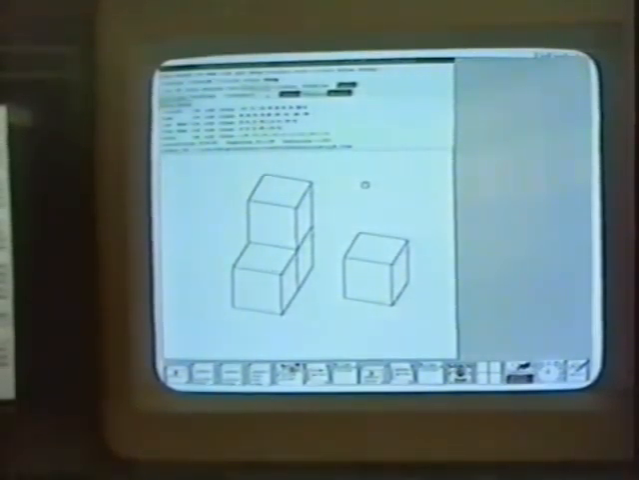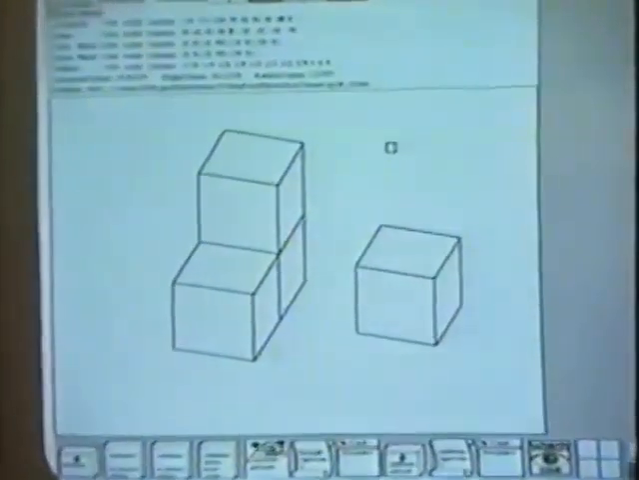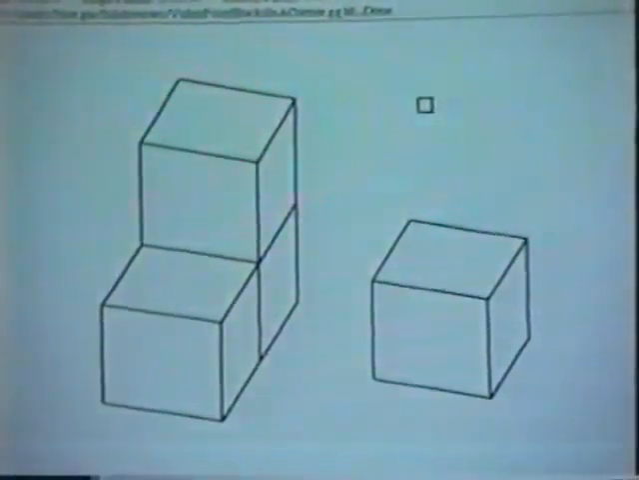You are looking at the screen of a Dorado personal workstation running the Cedar programming environment. On the screen is a Gargoyle3D editing window containing a model of some blocks. The square that is moving on the screen is a hardware cursor controlled by my mouse.